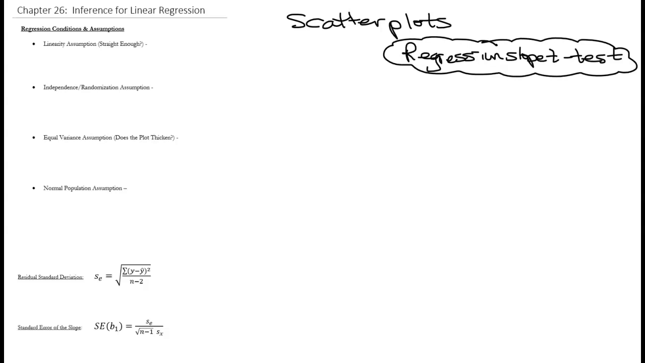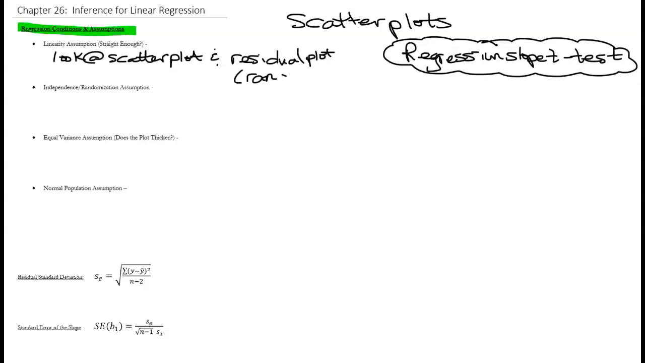There are 4 different conditions we have to know. The first condition is: is it straight enough? These are conditions we've already talked about, I think in chapter 6 and 7. For this one, you have to look at the scatter plot and residual plot. We haven't done that in a while, so we will practice that in class. Do you remember what a residual plot is supposed to look like? It's supposed to be random. You're not supposed to see a curve. It's supposed to be random points above and below the x-axis.